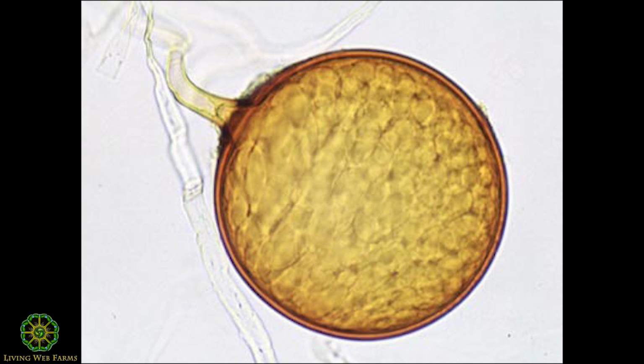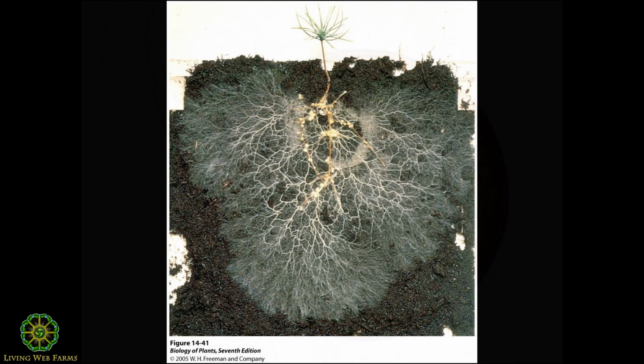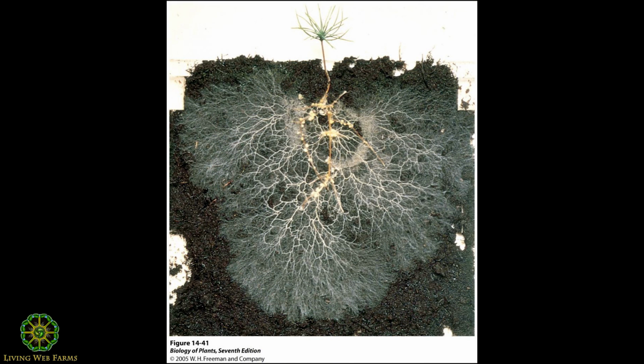You might see what they call an extramatrical spore, which means it's outside the root, but if you wanted to see whether the root was colonized, you would have to have more capabilities than what we have right here.